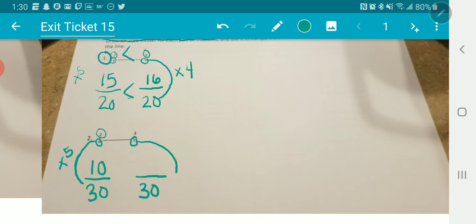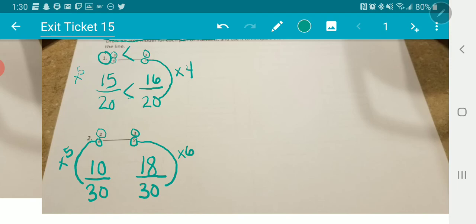Over here, we're going from 5 to 30. So what did we multiply by? We multiplied by 6, because 5 times 6 equals 30. So now we have to multiply our numerator by that as well. And 3 times 6 is 18.